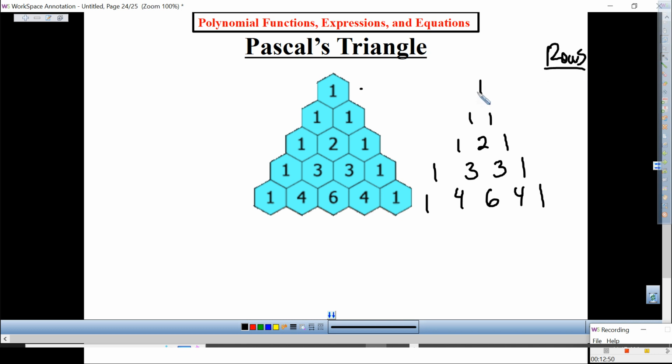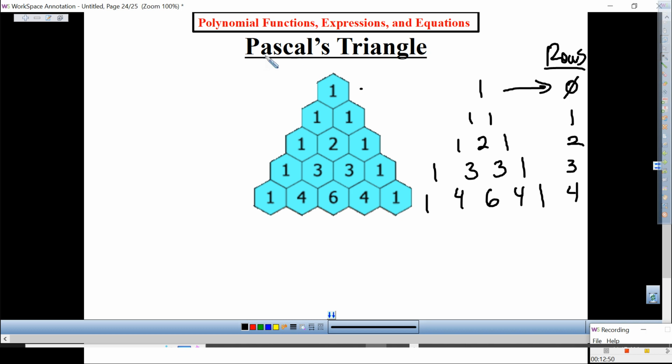The very first number that we start with, since there's no addition and no pattern, just starting with a number, this is known as row 0. That means that this row is row 1, this one is row 2, this one is row 3, and this one is row 4. Are we there so far?